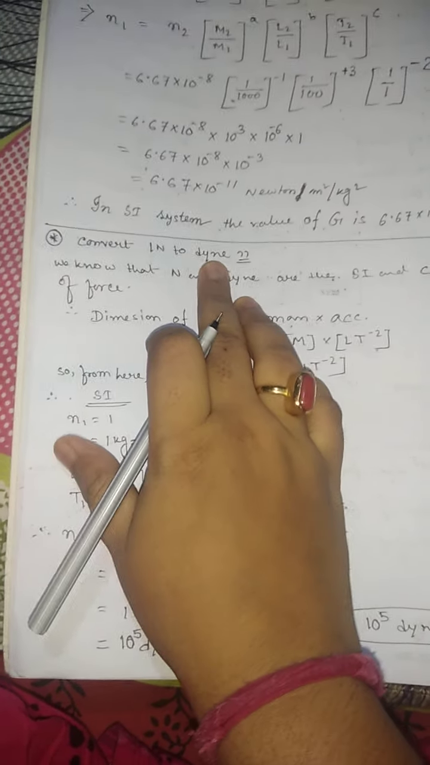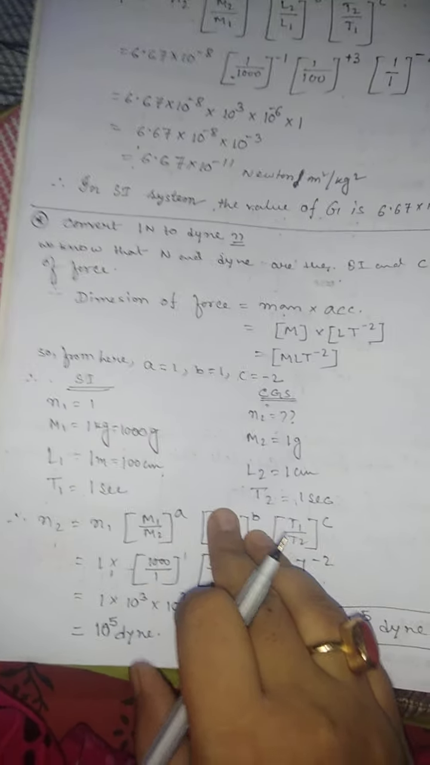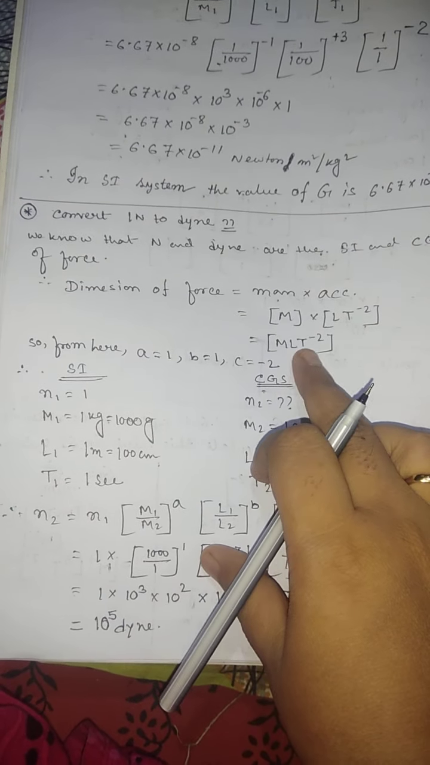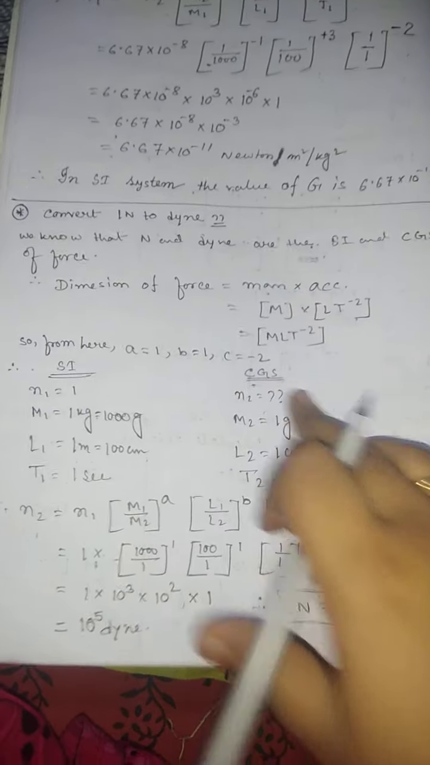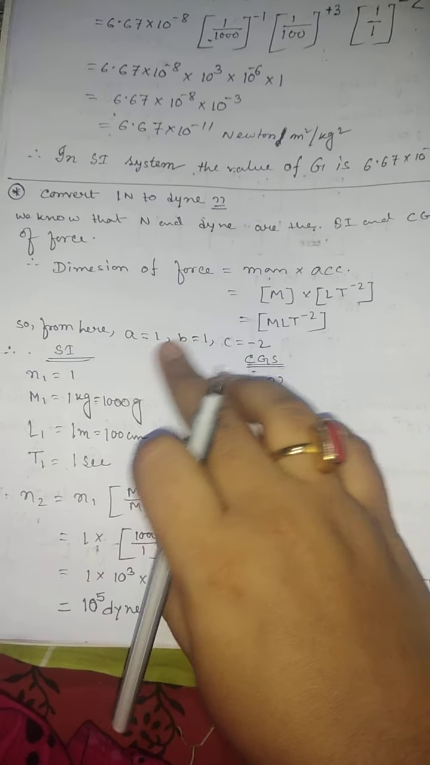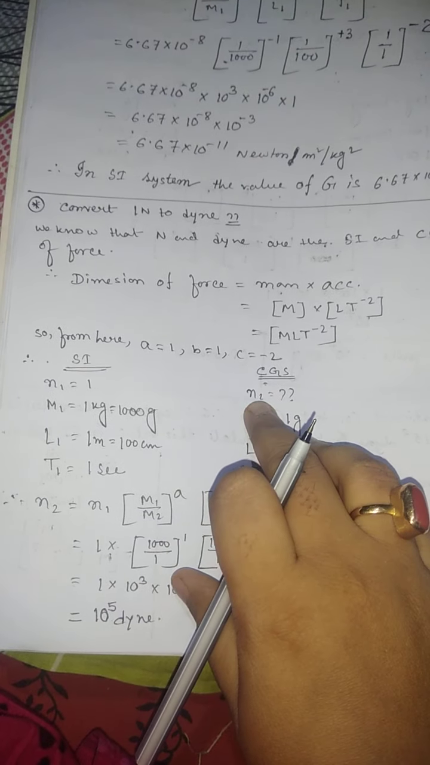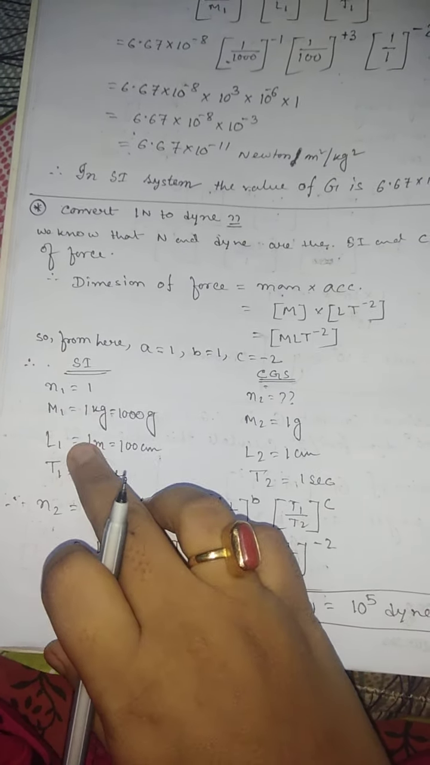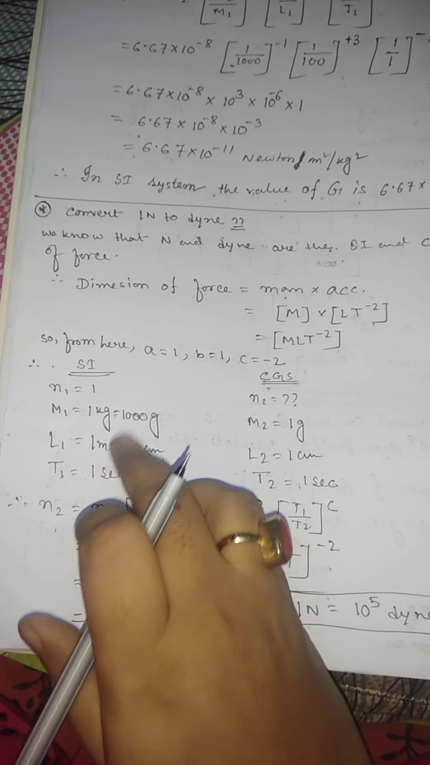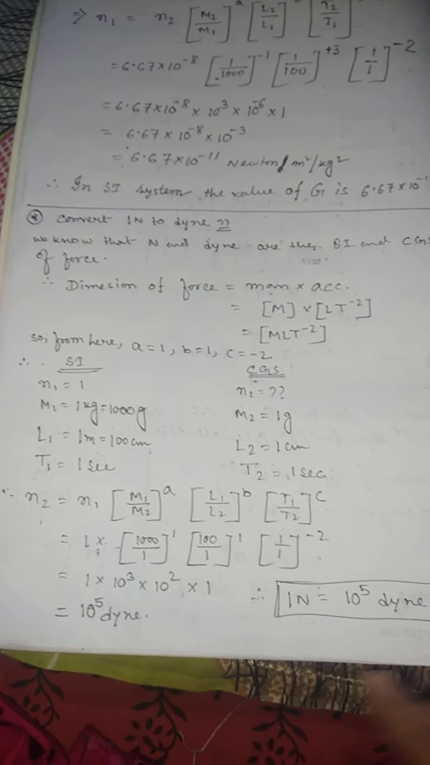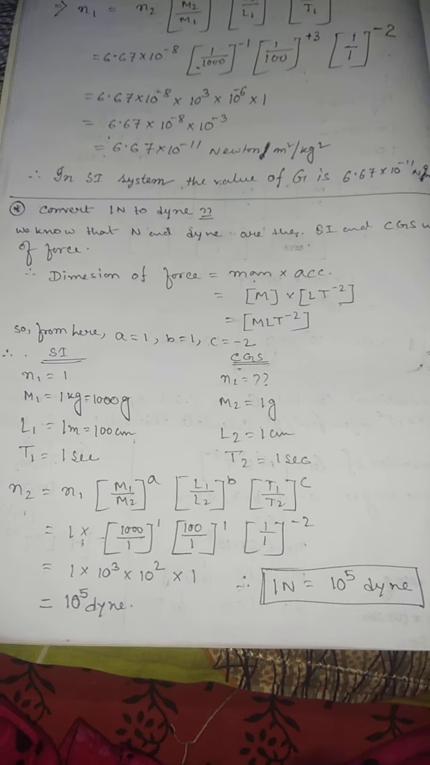Okay. So in the third example, 1 Newton to dyne. We know that Newton and dyne are the SI and CGS units of force, and the dimension of force we know is M L T to the power minus 2. How do we find it? Here it is explained. So from here we get the values of A, B and C. Now SI and CGS, here we find out the CGS value, N2. So M1, L1, T1. Here we convert kg to gram, meter to centimeter, second is the same. Now using this formula, we put the values here. So we get 10 to the power 5 dyne. So 1 Newton equals 10 to the power 5 dyne.